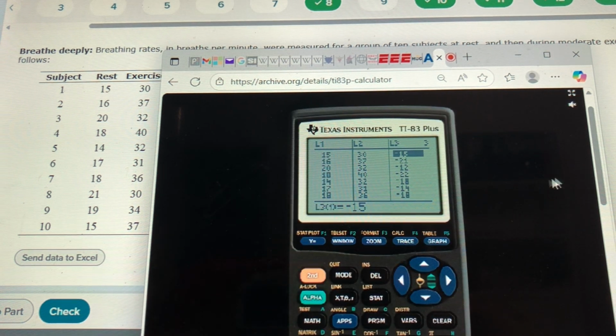And see how they're all negatives? Negative 15, negative 21, negative 12, negative 22, negative 18, negative 14, negative 18, negative 9, negative 15, negative 22. They're literally all negative. And you would definitely expect that because it's clear that you breathe more when you're exercising.